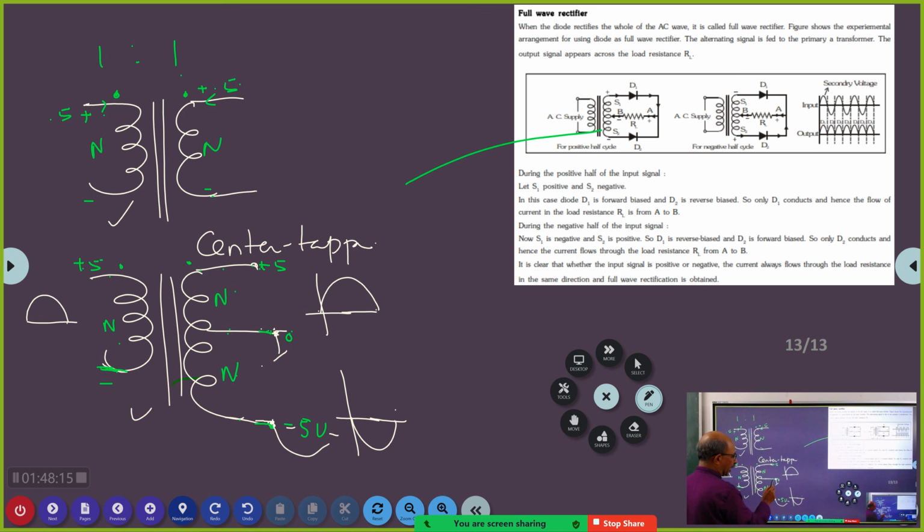Ignore it. I will keep the negative of the probe. I have something called an oscilloscope. I keep the negative of the probe of the oscilloscope here and see this voltage. So when I see this voltage on the oscilloscope, I will get this waveform. Agreed?